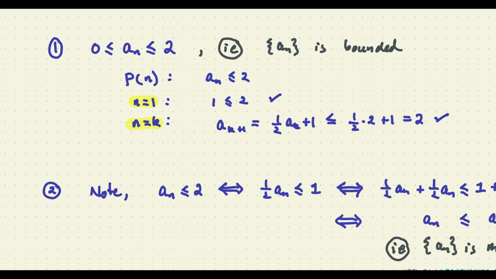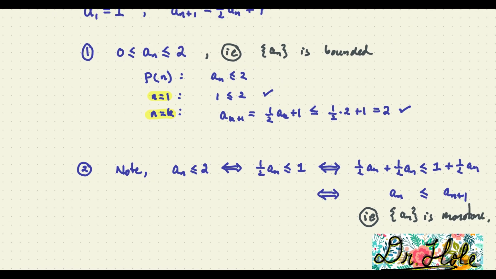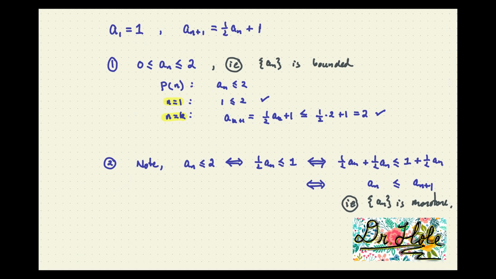MCT, we know, requires monotonicity. We're going to use the fact that we just established that a_n is bounded above by 2. Multiply both sides by a half. Add half of a_n on both sides. And then on the left, half plus a half, you have a_n. And on the right, you have the recursive definition. And this is exactly the idea of monotonic. Sweet. Therefore, this sequence will converge since it's bounded and monotone.